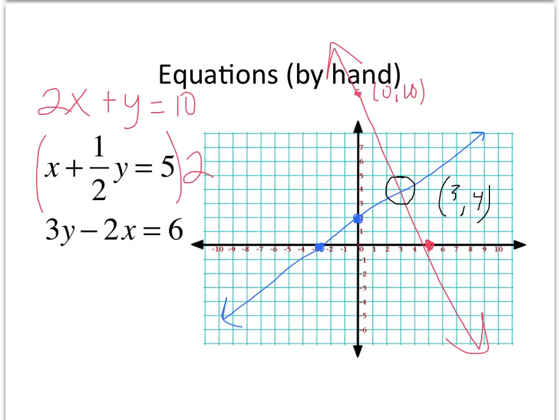So what you're doing in these problems is just solving equations if you need to, graphing them both by hand, and then finding their point of intersection.